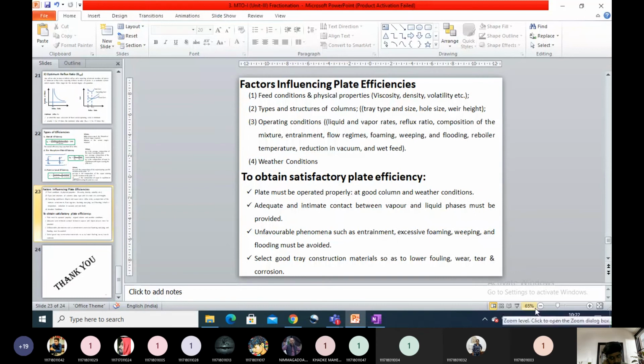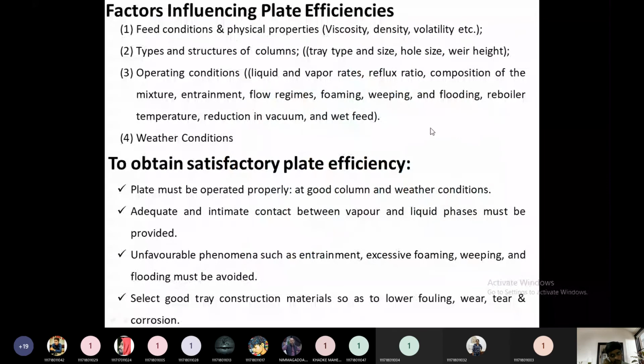Okay, then next one is the composition of a mixture. What is the composition? The difference between the relative volatility of the more volatile component and the less volatile component is more or less. It is dependent because y is equal to alpha x divided by 1 plus (alpha minus 1) into x. Depending on the type of composition of the mixture also, the efficiency is going to be influenced.